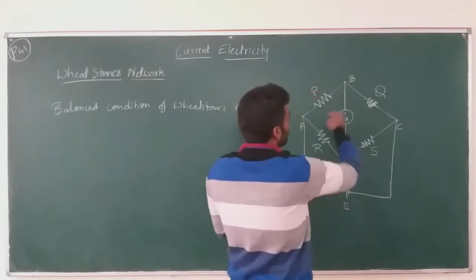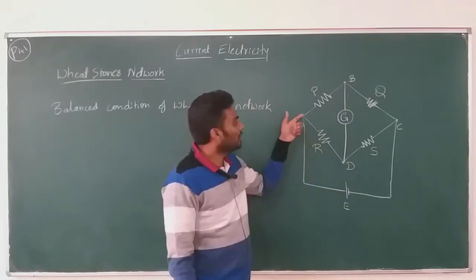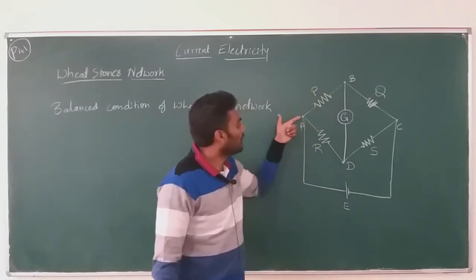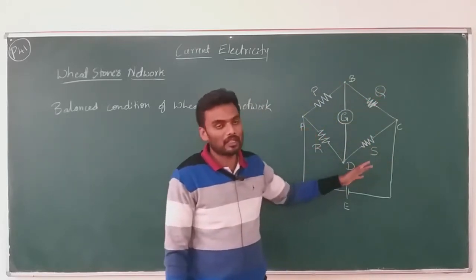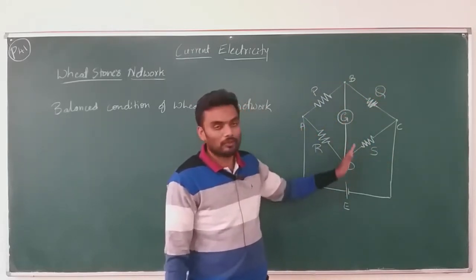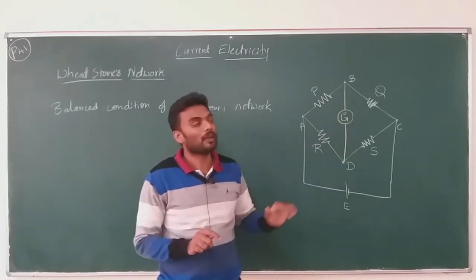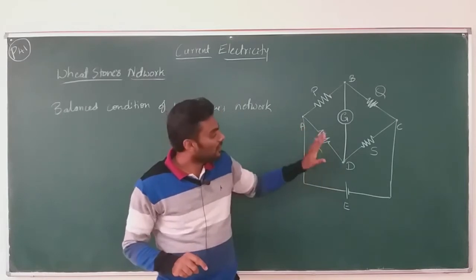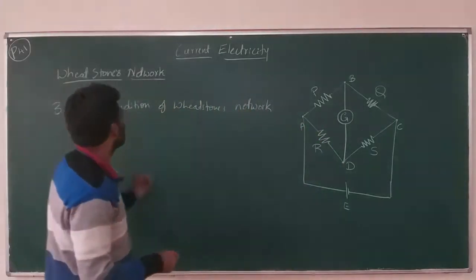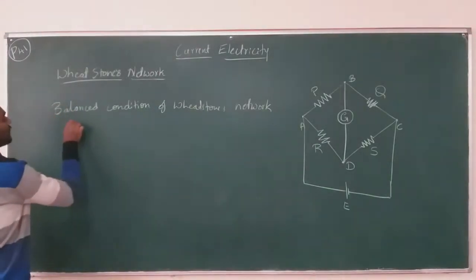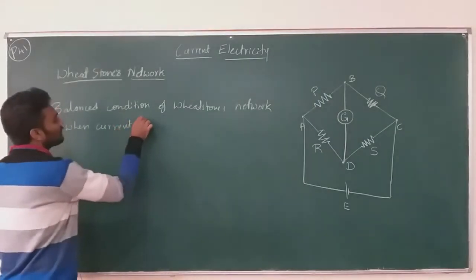Now if the resistances are balanced properly, then the current will flow directly from P to Q and R to S completely without entering the galvanometer. Okay, that is what is called balanced condition. When do we say the Wheatstone's network is balanced? We say the Wheatstone's network is balanced when current through the galvanometer is 0.